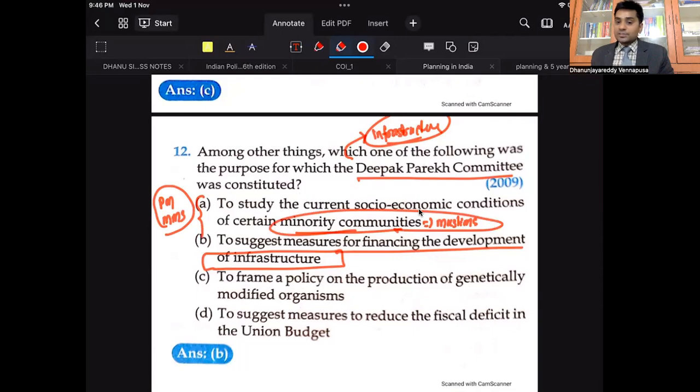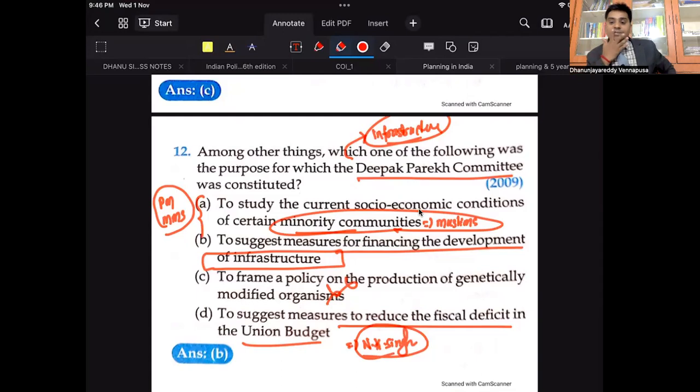Next, to suggest measures for financing the development of infrastructure, Deepak Parekh committee. To frame policy on the production of genetically modified crops. On genetically modified crops, you do not have any committee. Next one is to suggest measures to reduce the fiscal deficit in the union budget. This is the NK Singh committee. So A, B and D have certain committees, right?